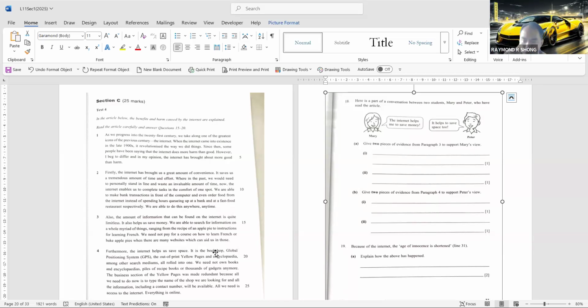Actually, the ones in question number 18 are very useful for your coming to write on question number 20, the summary question.